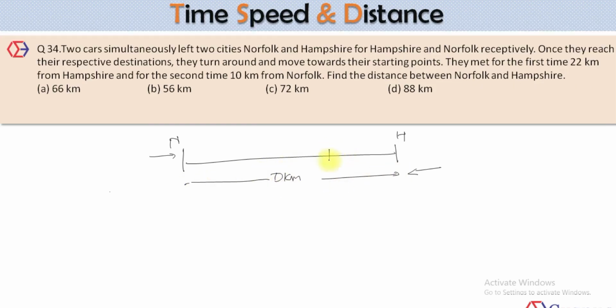First time they'll meet at 22 kilometers from Hampshire. So this distance will become d minus 22. Yes or no? They'll reach their destination, then they'll take a U-turn. And the second meeting will be 10 kilometers from N. So this is 10. This remaining will become d minus 10.